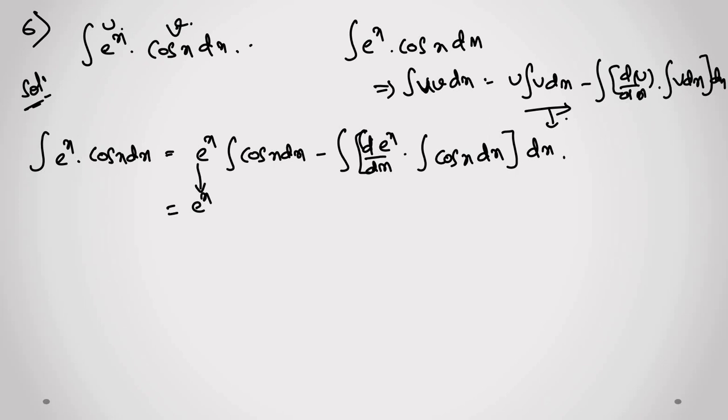Now e power of x will remain like that only, and the integral of cos x is sin x, minus the integral of d by dx of e power of x, which is e power of x only, into sin x dx. Here again e power of x into sin x is there, so we have to do it again. So e power of x sin x will come here, minus the integral of e power of x into sin x, which we have to do again using this formula.